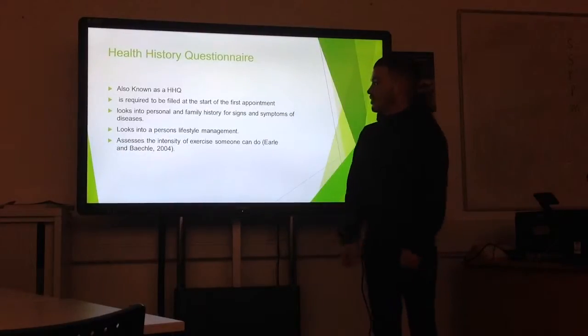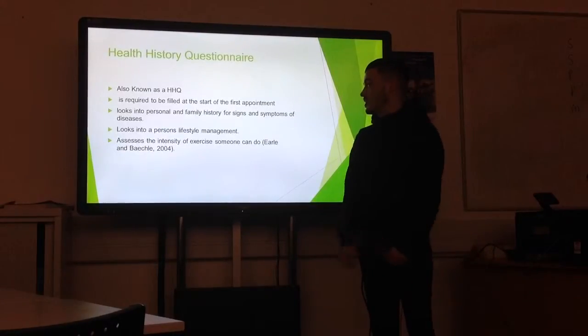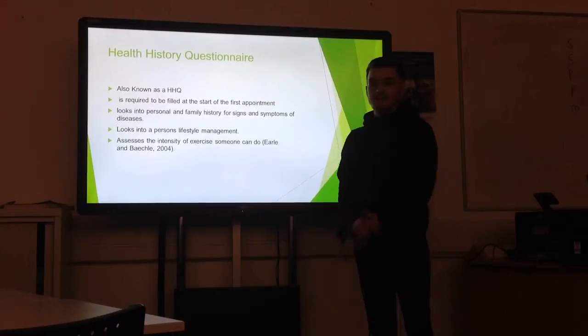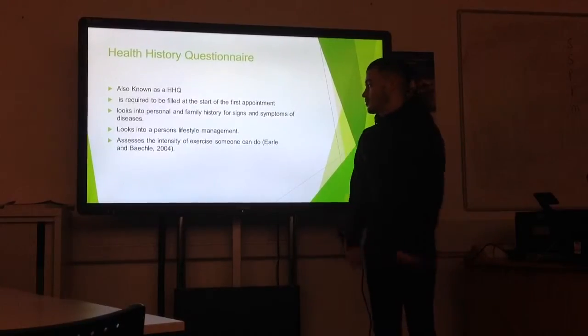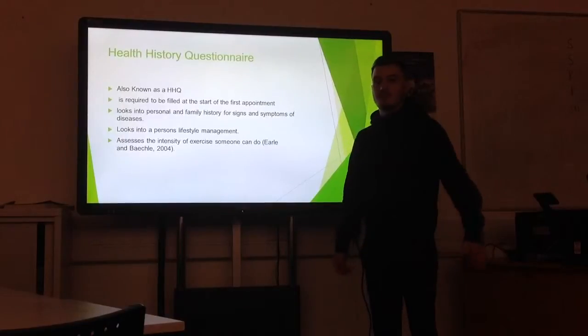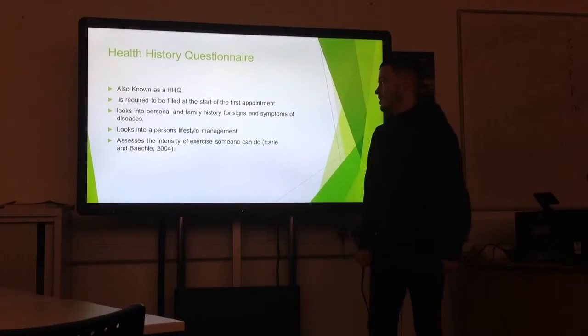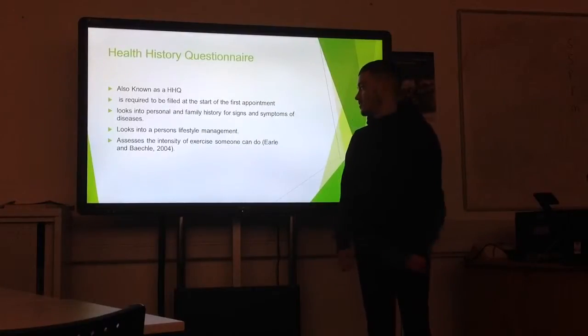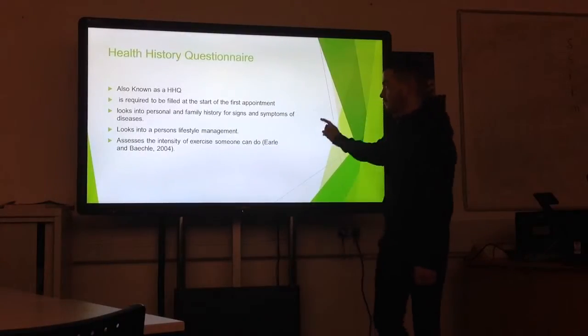Number 2 is the health history questionnaire, also known as an AOHP. It is required to be filled in at the start of the first appointment. It looks at the personal and family history for signs and symptoms of disease. It's a more in-depth questionnaire. It looks into people's personal lifestyle management, like smoking and drinking, and how much exercise they actually do. And it assesses the intensity of exercise someone could do.